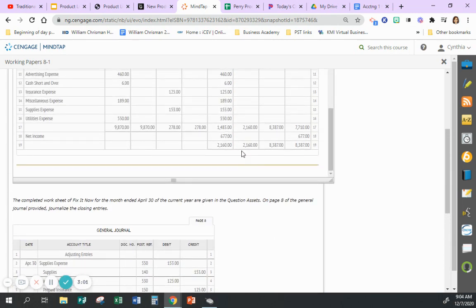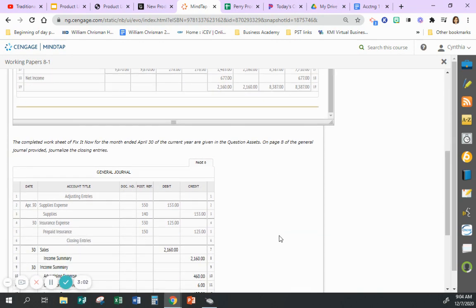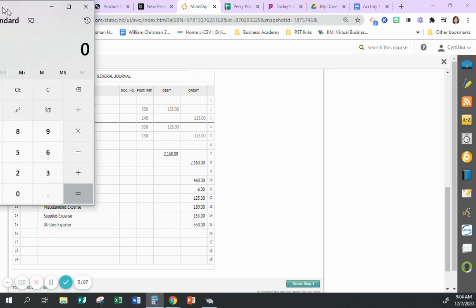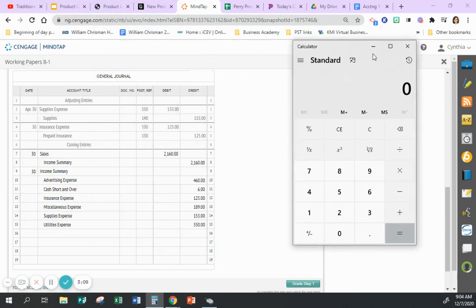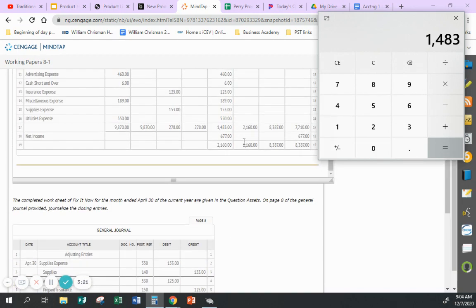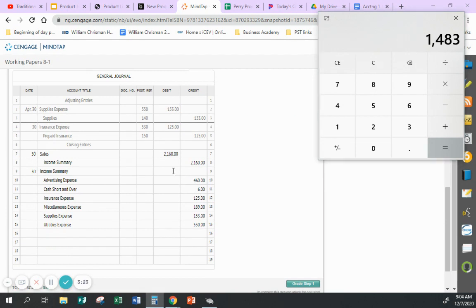Now, you could just come right up here and use that total, but I always suggest that you do the math to make sure that you have copied those amounts correctly. That's a double check system for you to make sure that you copied the balances correctly. 1483. 1483, they match, so I must have copied them correctly. And that's my debit then to income summary.